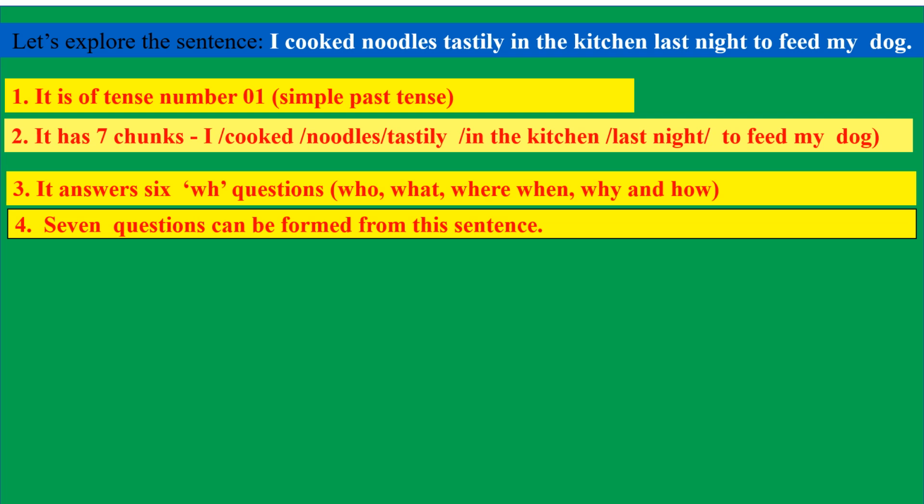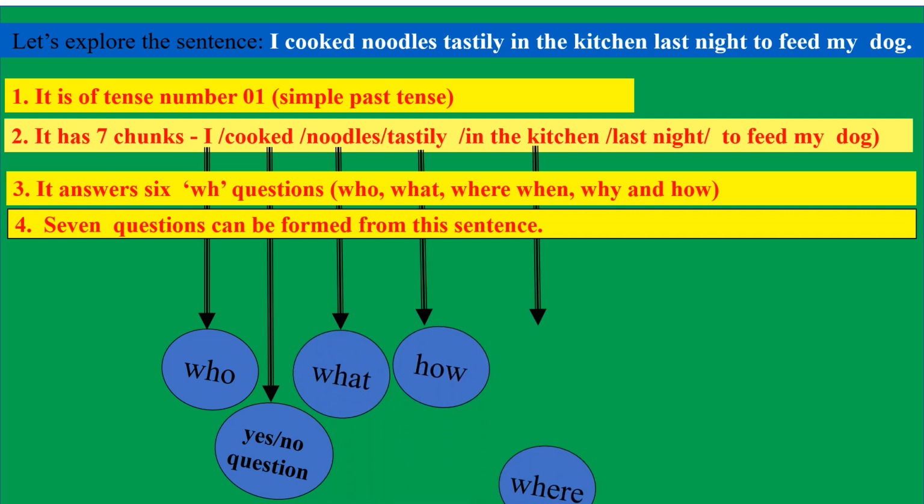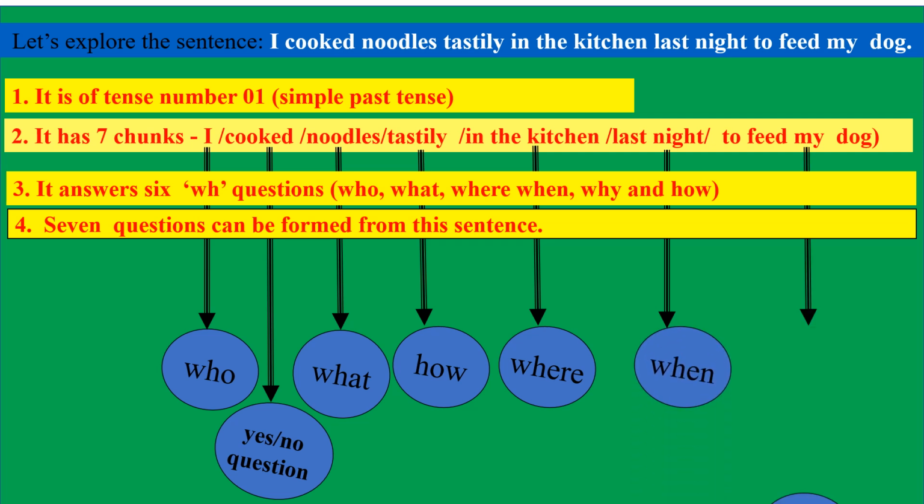Let's see how we can do that. From I, we can form the who question. From cook, we can form the yes no question. With noodles, we can form the what question, tastily, how question, in the kitchen, where question, last night, when question, and to feed my dog, why question.